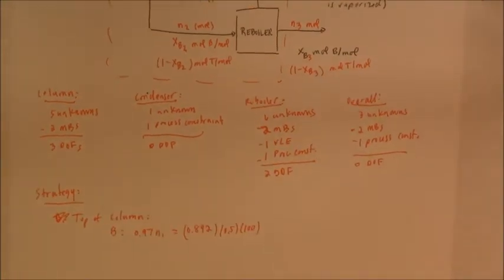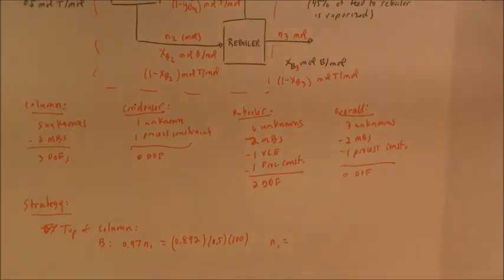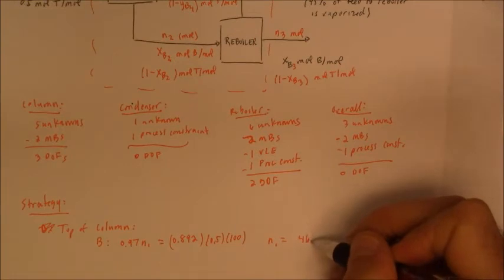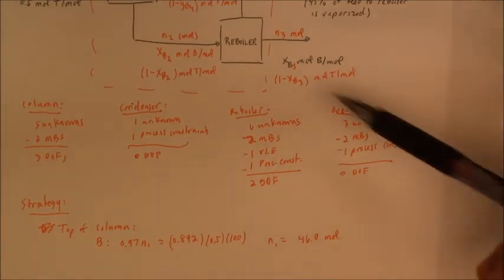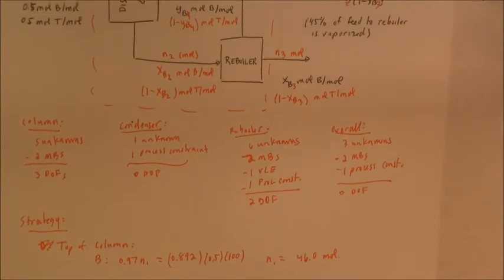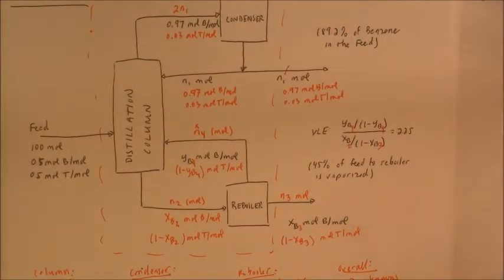Now all the units here are in moles. So again, I can use this and I can solve for N1. I think it comes out to be about 46.0 moles. The problem says do not solve, but we can go ahead and do this here. So that would give us N1 for the overall system. So now we have N1. So N1 is now known.